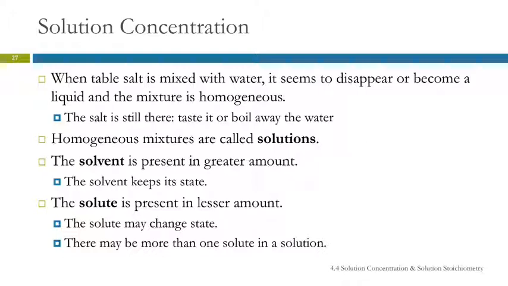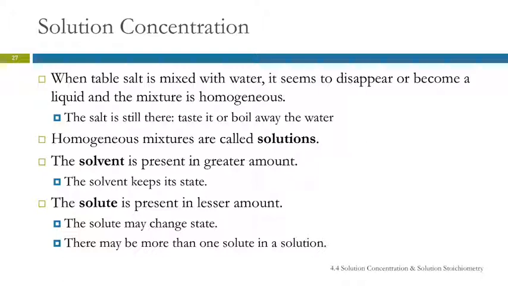A solution has two parts, a solvent and the other stuff. The solvent is generally the part of the mixture that is present in greater amount. It can also be described as the part of the solution that keeps its state. So in this example, table salt is a solid, and when it goes into the mixture it is a liquid, so the table salt has changed its state. The liquid water is still a liquid as the solution, and so it has not changed its state.